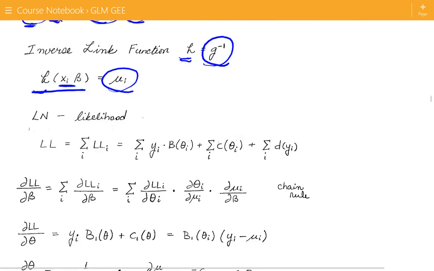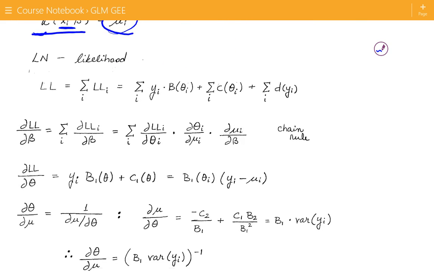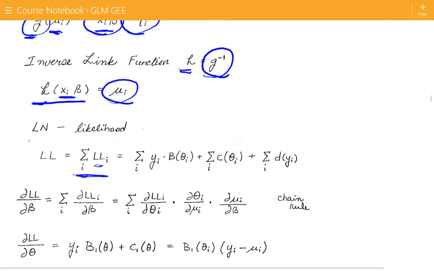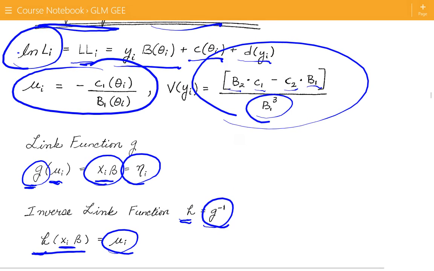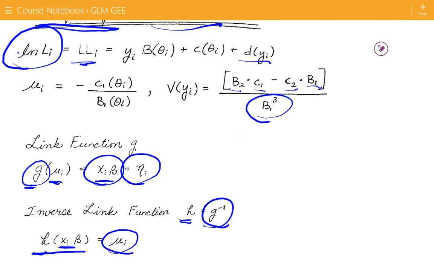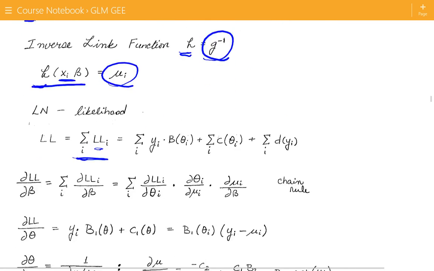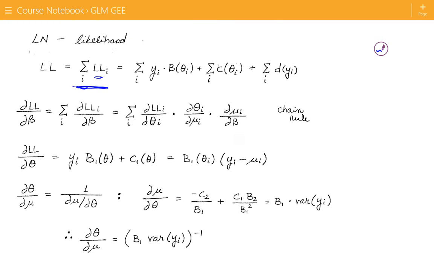Now, if we consider the log likelihood, it is the log likelihood of each component or observation summed across all the observations in the data set. So we're summing across i, and since we are looking at this combination up here, we will take the derivatives and sum on that. So first of all, the likelihood is the sum of the first term y_i times that capital B of theta, plus the sum across the c's and the sum across the d of y_i's.